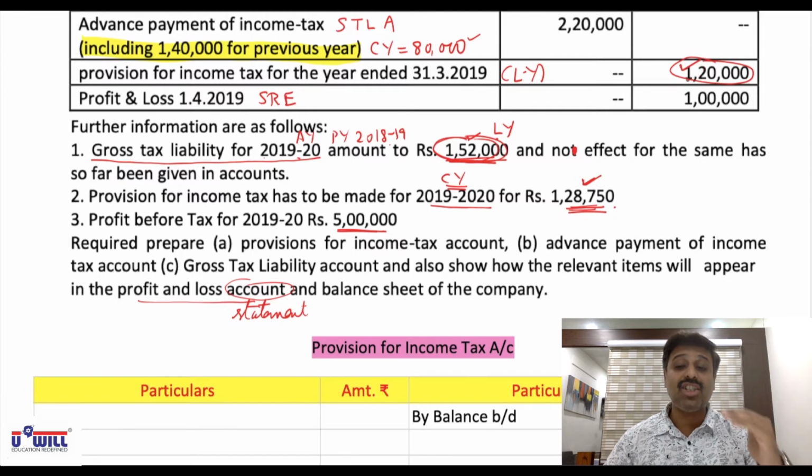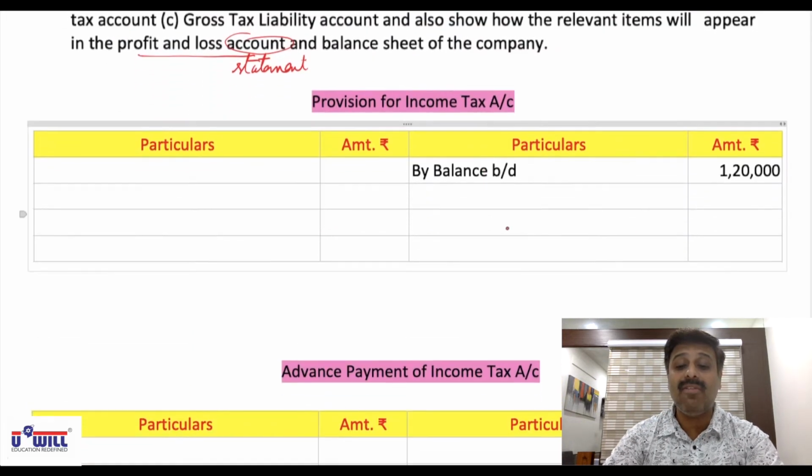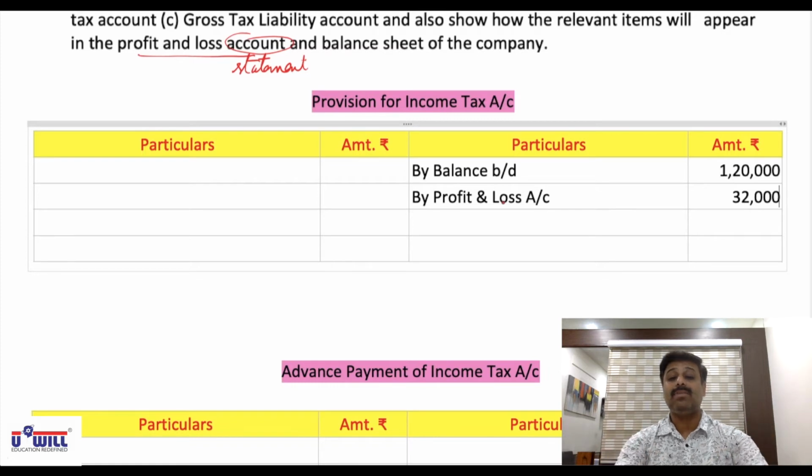Means there is a shortfall. How much less provision was made? 32,000. That now we will have to provide from the current year's profits. So write down by profit and loss account 32,000. Okay, that we will have to provide from current year's profits.